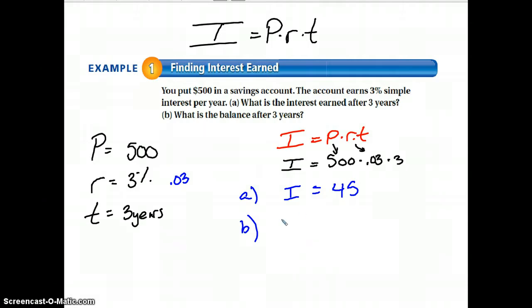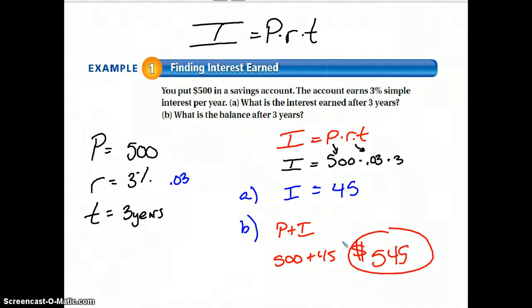So we want to add that back to our principal. P plus I will give us our balance. So it's 500 plus 45, and that answer is $545 in your bank account. So you got $45 for doing nothing other than having the money sit in the bank.